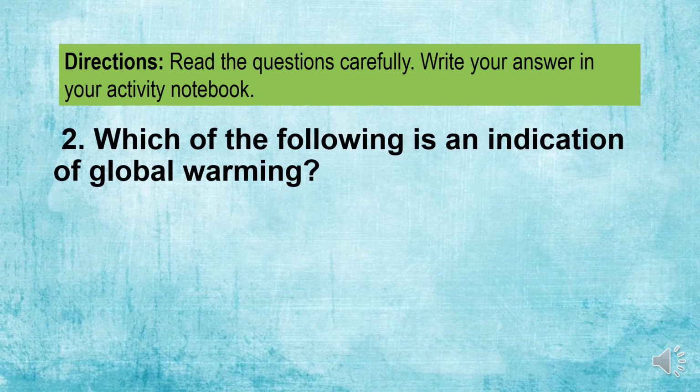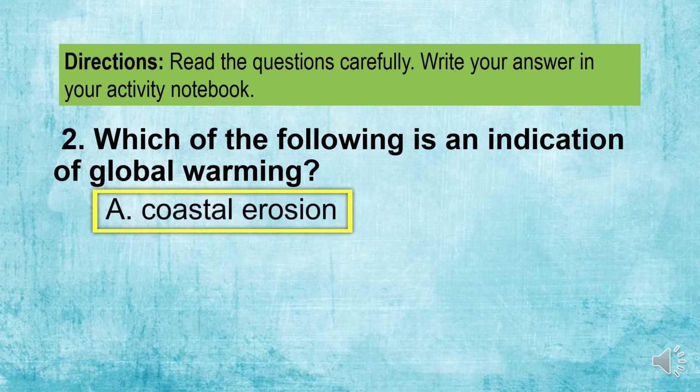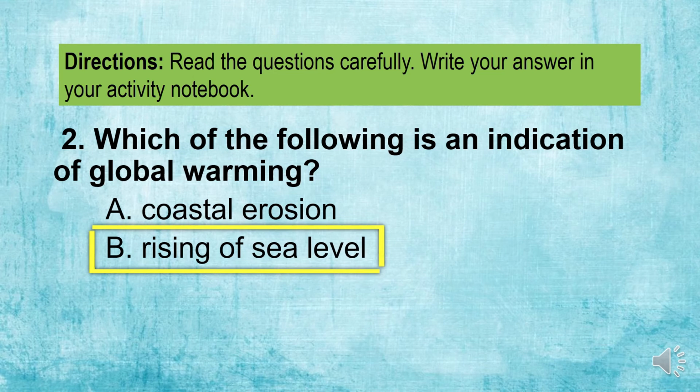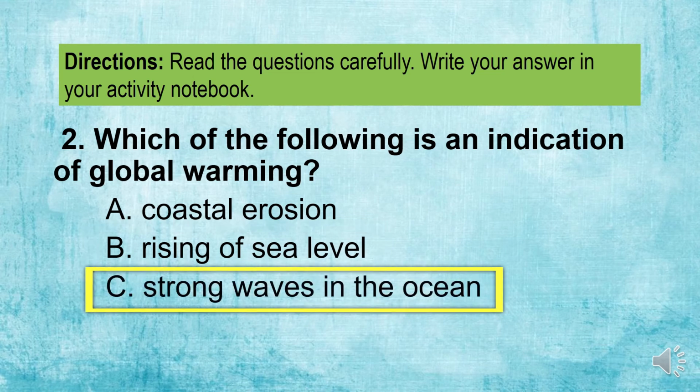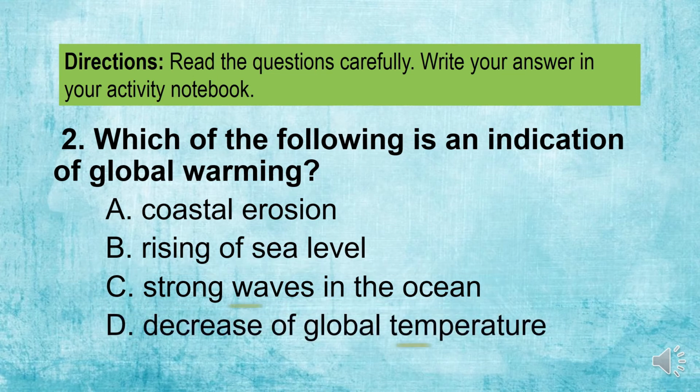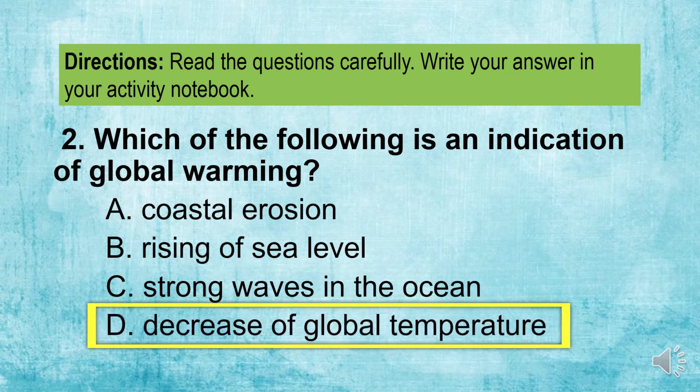2. Which of the following is an indication of global warming? A. Coastal erosion. B. Rising of sea level. C. Strong waves in the ocean. D. Decrease of global temperature.